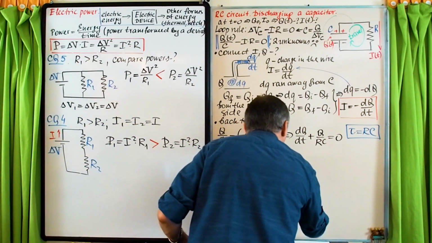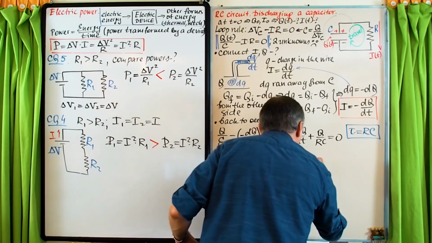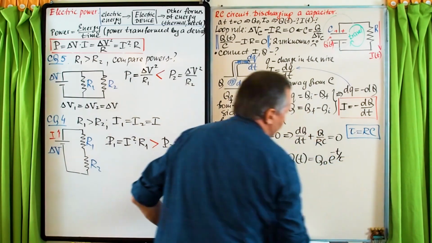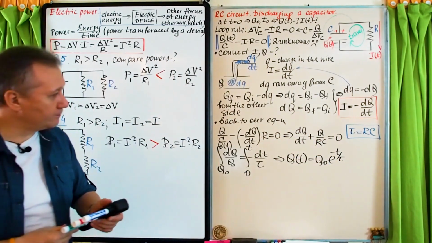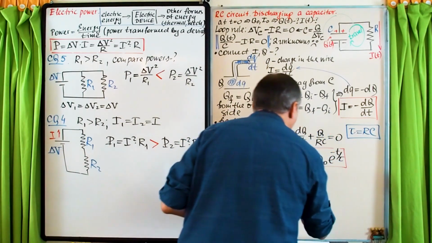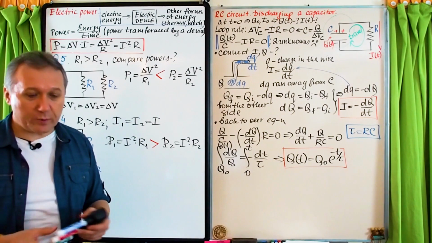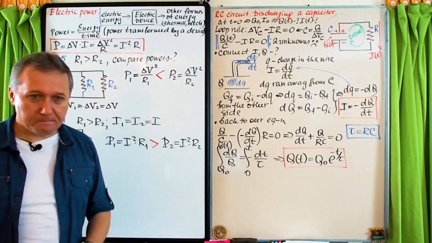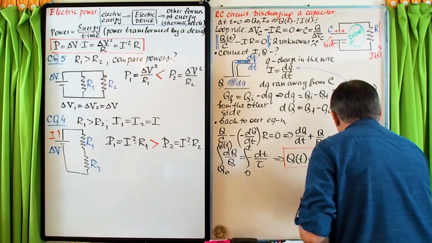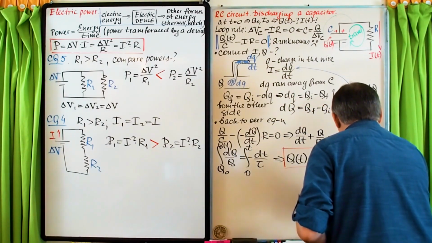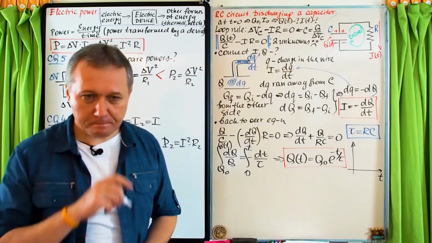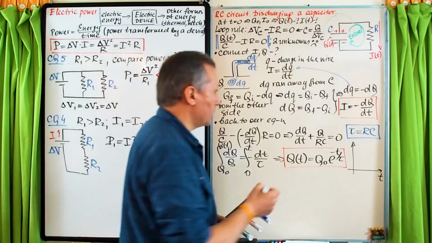So now we can solve it, and Q as a function of time is Q naught times e to the power of minus t over tau. That's the function which we wanted. That's how the charge in the capacitor changes in time. Okay, we can plot it. If you plot it, I will plot it here. Time on one axis, and here charge.